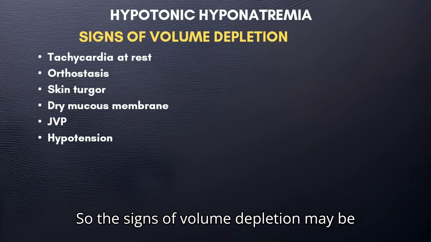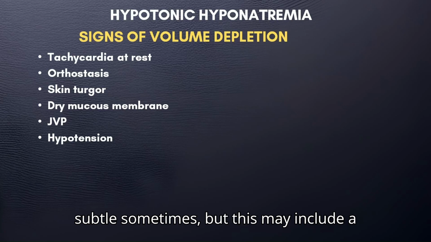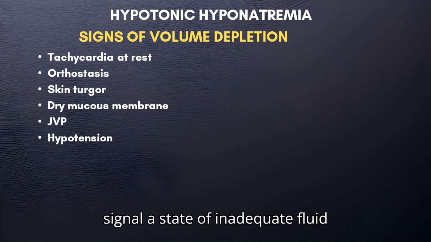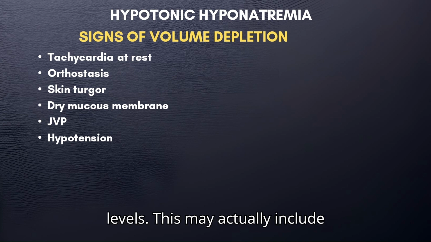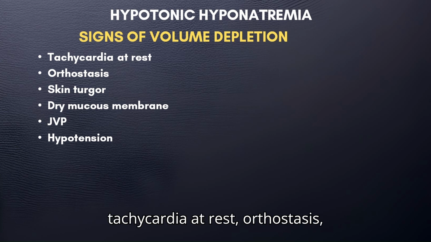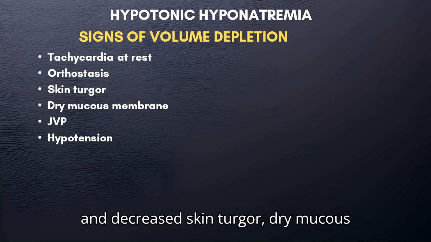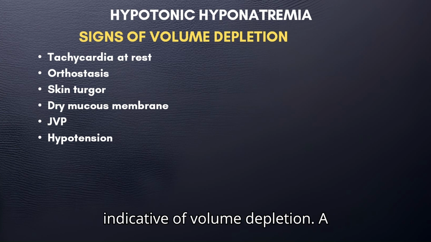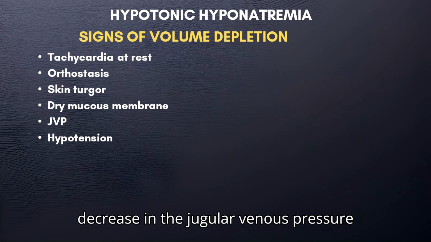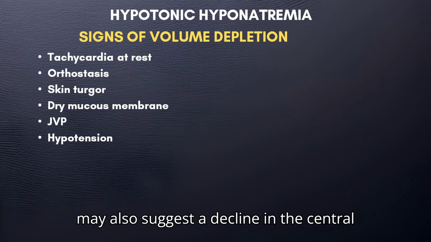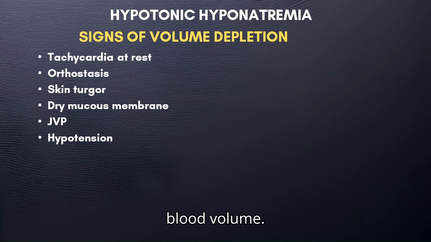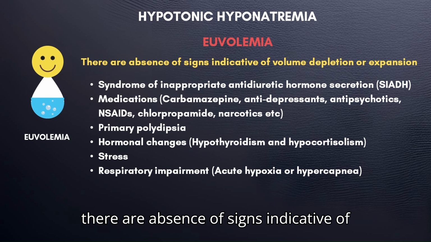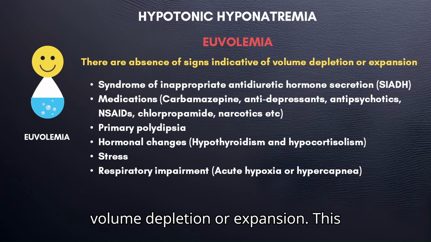The signs of volume depletion may be subtle sometimes, but they include a range of indicators that collectively signal a state of inadequate fluid levels. This may include tachycardia at rest, orthostasis, decreased skin turgor, dry mucous membranes, and hypotension, all of which can be indicative of volume depletion. A decrease in the jugular venous pressure may also suggest a decline in the central blood volume. In euvolemic hypotonic hyponatremia, there is an absence of signs indicative of volume depletion or expansion.